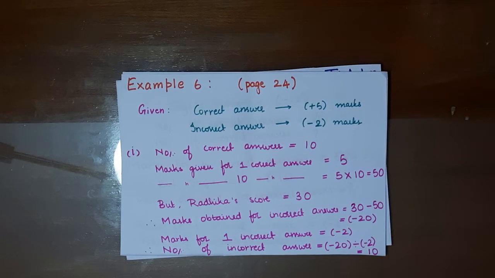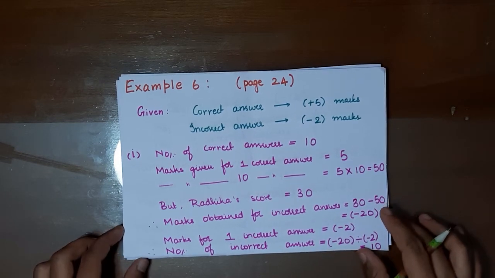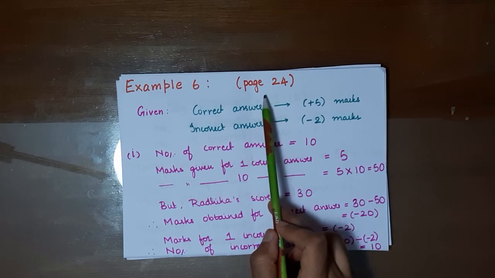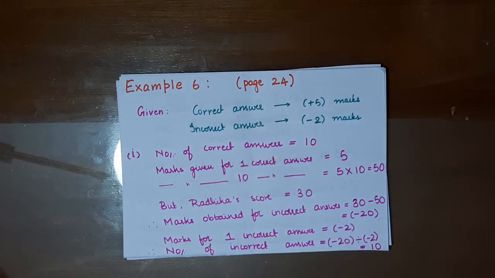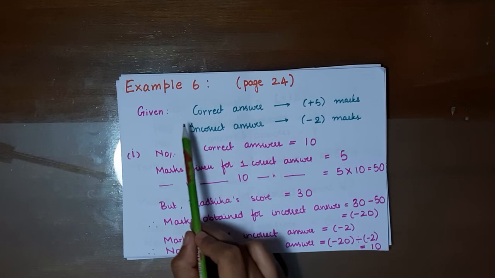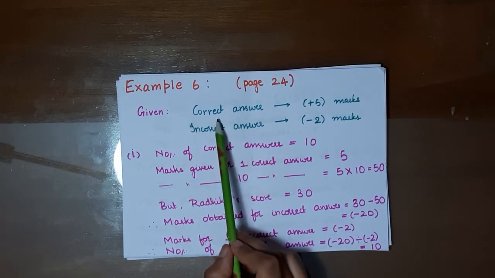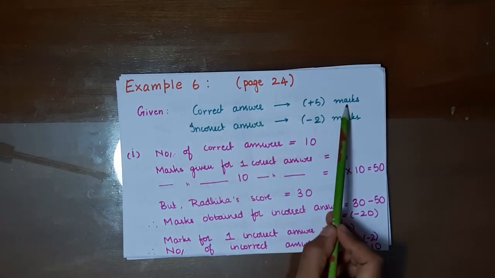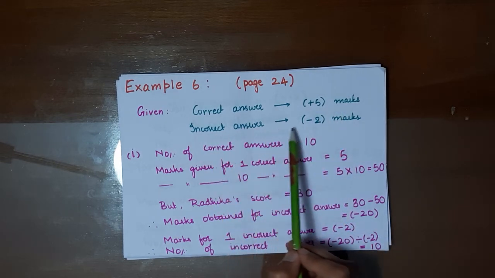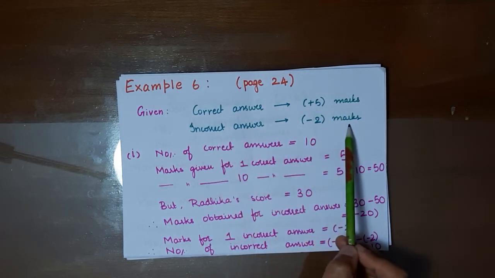So let us solve a few example sums. Example 6, page number 24 in your textbook. Example 6 says, in a test, plus 5 marks are given for every correct answer and minus 2 marks are given for every incorrect answer. Read the given information first. In the first line, they have given that correct answers get plus 5 marks. And for every incorrect answer, you will get minus 2 marks.